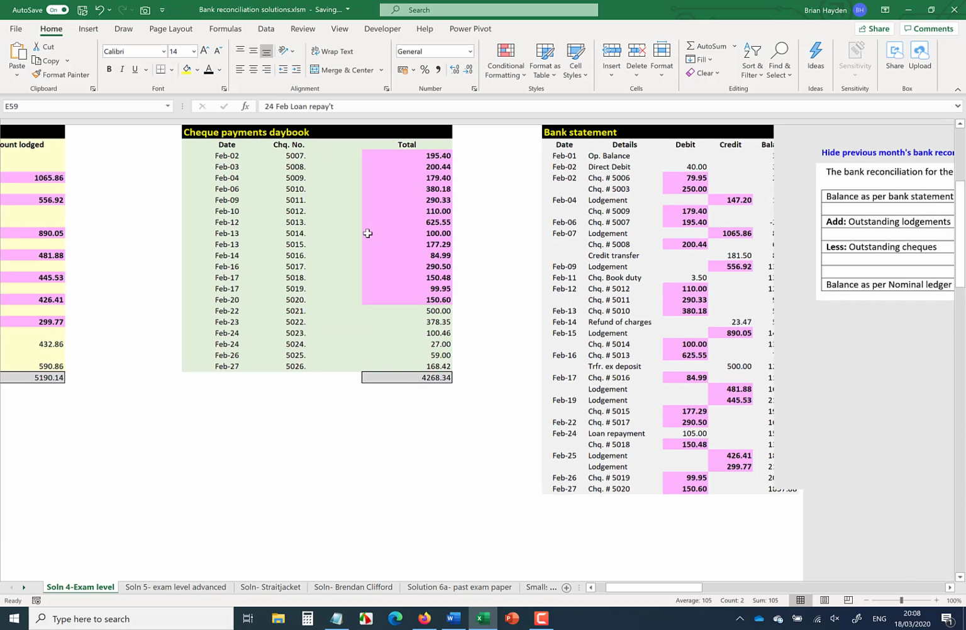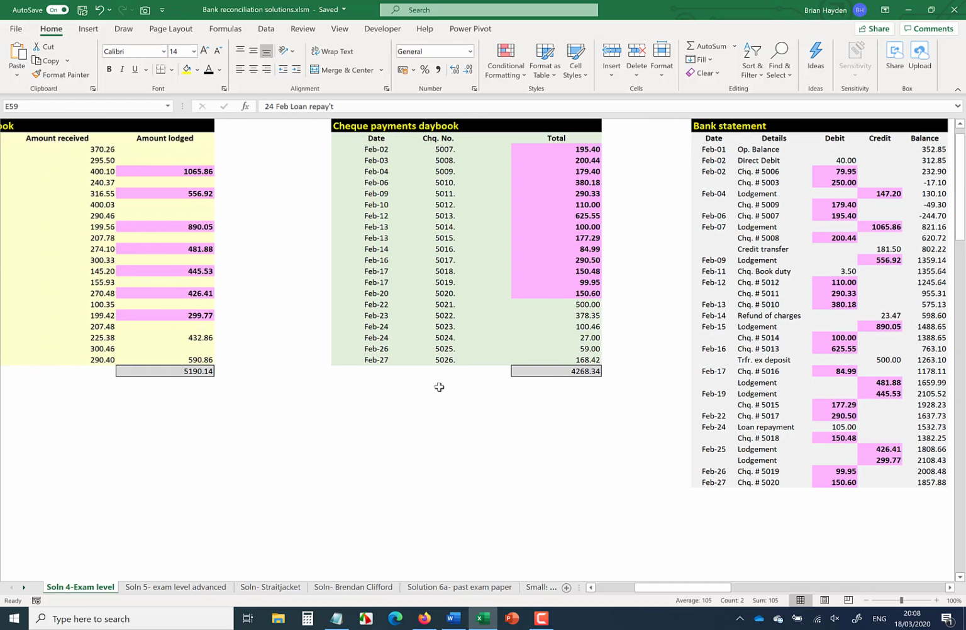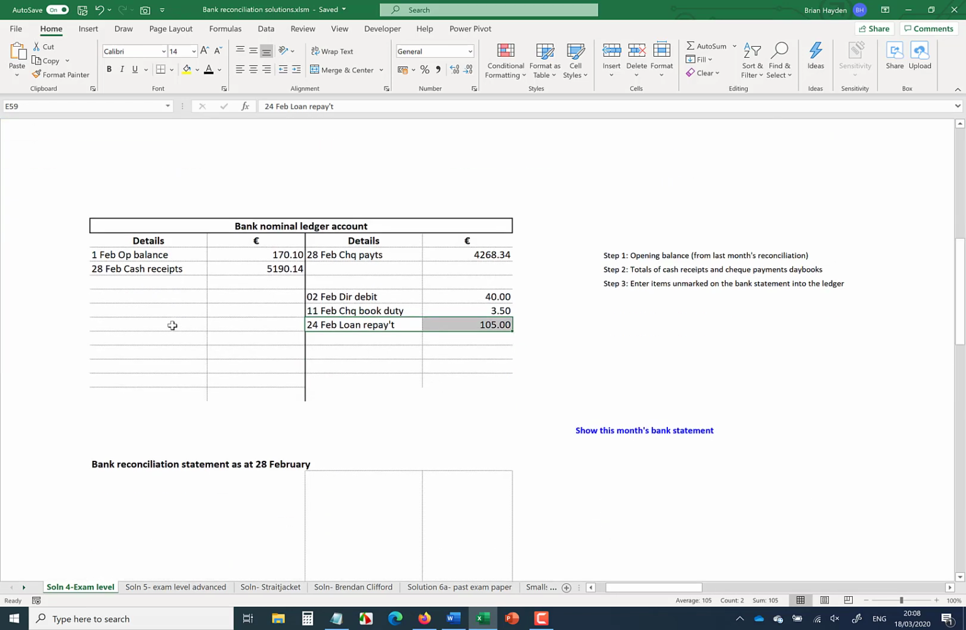Similarly, I need to confirm any unmarked lodgements. So there's a credit transfer for 181.50, a refund of charges for 23.47, and a transfer from a deposit account of 500. So again, unmarked on the statement goes into the ledger. So these items go in here. Now I have to balance the account.